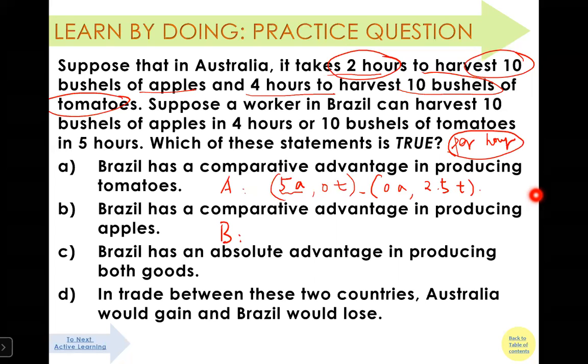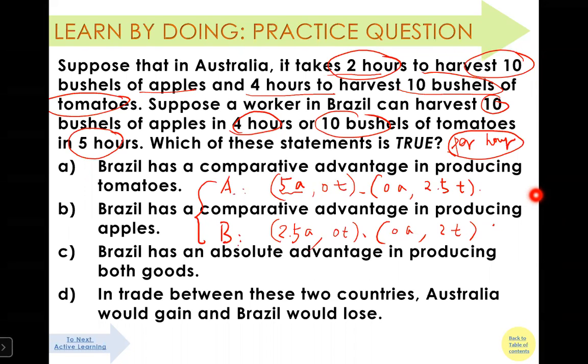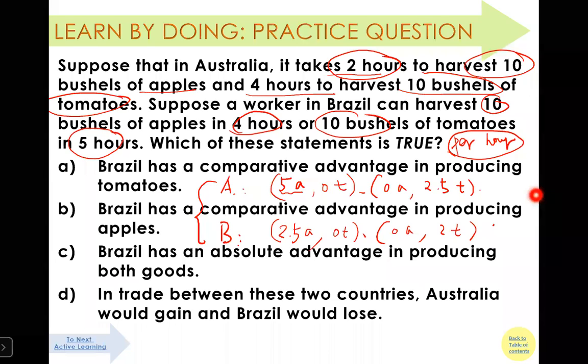Now we do the same thing for Brazil. If they spend all the time on apple, 4 hours, they can harvest 10, meaning each hour they can have 2.5 apple and then 0 tomato. Or if they spend all the time on tomato, 0 apple, how many tomato? 10 bushels in 5 hours, meaning 2 tomato, right? Now if we compare A versus B, A stands for Australia, B stands for Brazil, right? If we look at the comparison, it becomes clear.